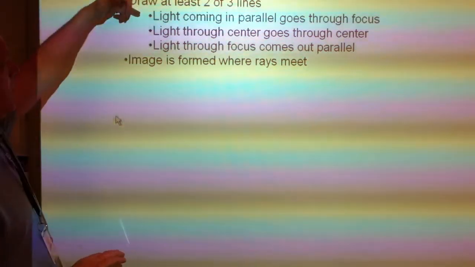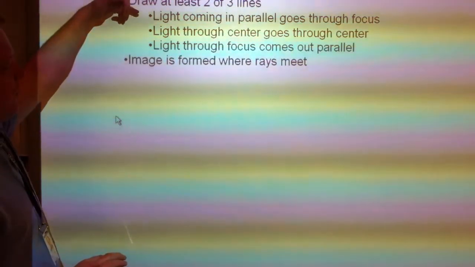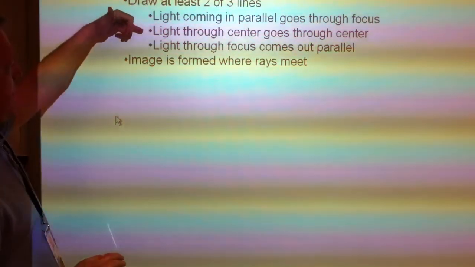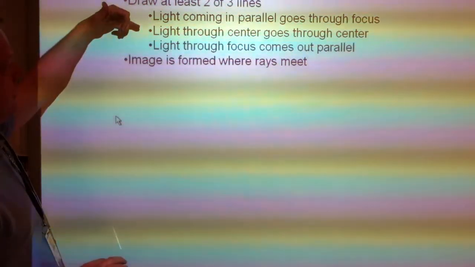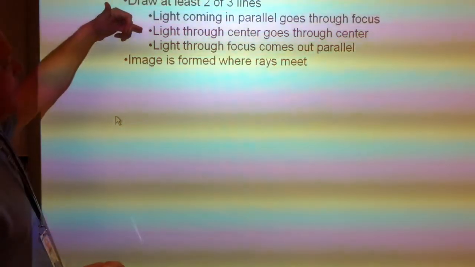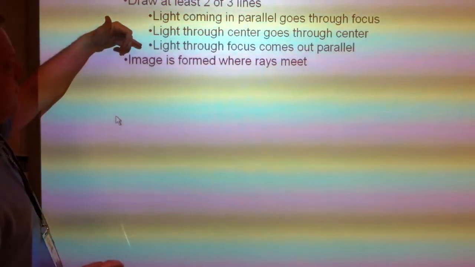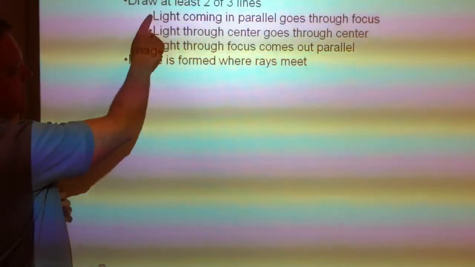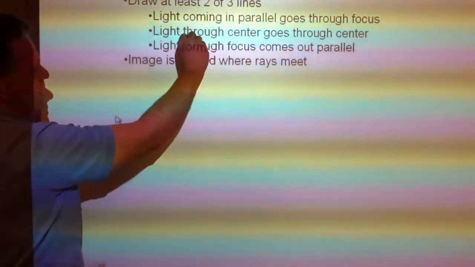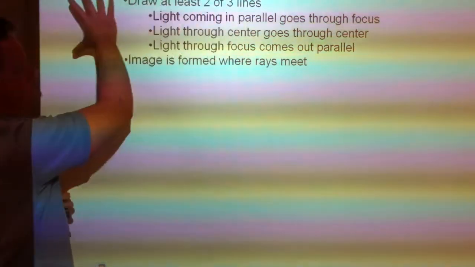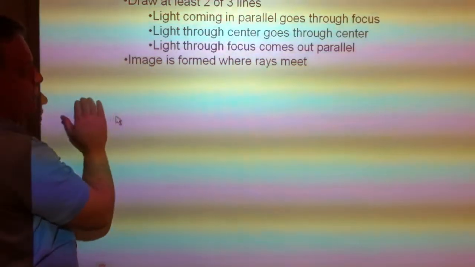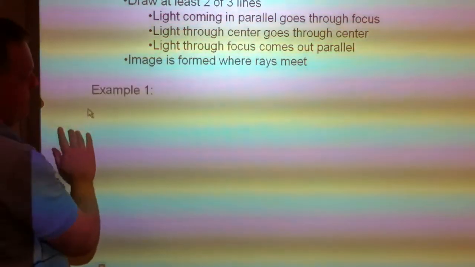We know the light that comes in parallel goes through the focus. We haven't talked about this yet, but light that goes through the center continues to go straight through the center. And light that goes through the focus comes out parallel. It's the opposite of this. If it comes in parallel, it goes through the focus. If it comes from the focus, it's going to go out parallel. And the image is formed where the rays meet.